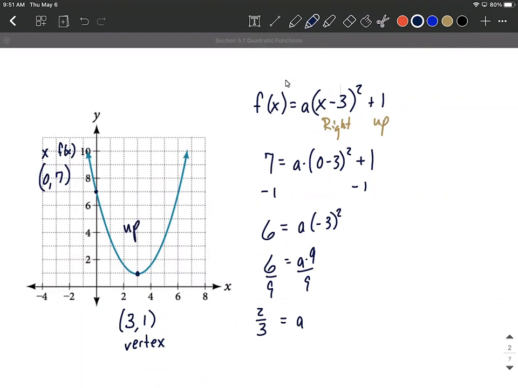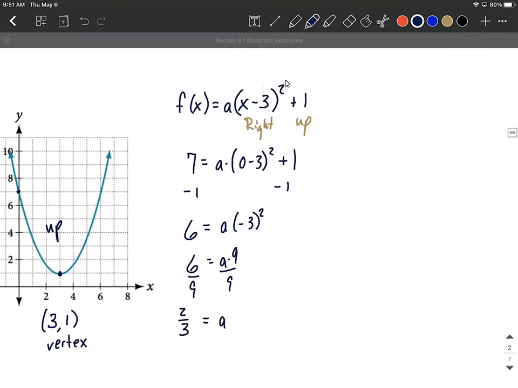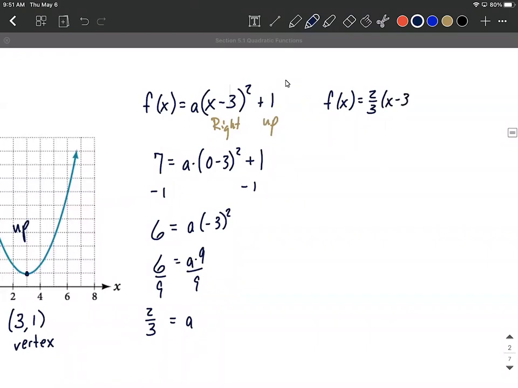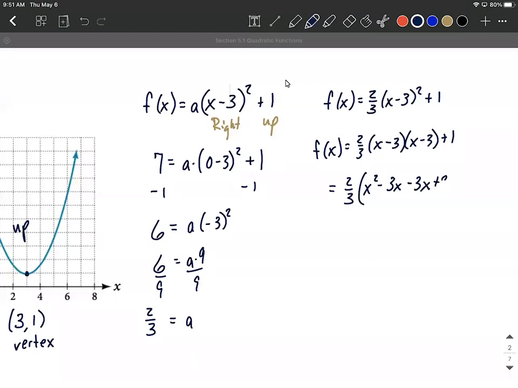And our last task here is to get it into general form. So right now, if we plug that back in, we can say f of x is going to be 2/3 multiplied by the quantity x minus 3 squared plus 1. To get it into that general form or expanded form, I'm going to do a similar process where we bring the 2/3 along, visualize this as 2 copies of x minus 3 being multiplied together. Next, I'm going to expand first, outer, inner, last, or distributive property. So x squared minus 3x plus 9.